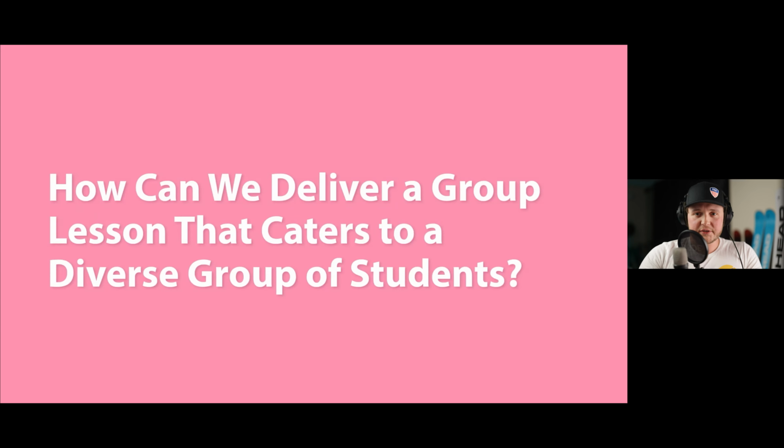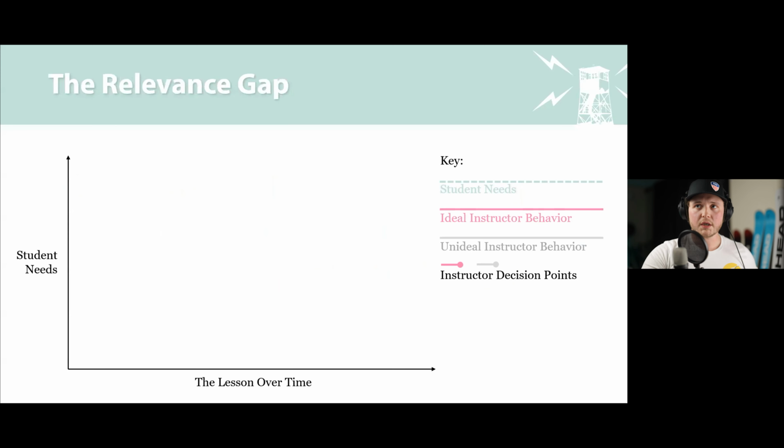So ultimately, the question we're here to answer tonight is how can we deliver a group lesson that caters to a diverse group of students with various goals, with various needs, and with various skill levels? I want to start by getting at the root of this issue we're trying to tackle tonight. There's this cool concept being developed by the national team called the relevance gap.